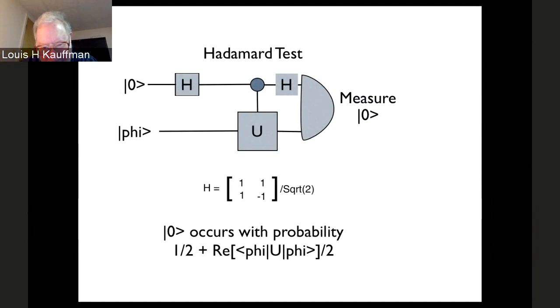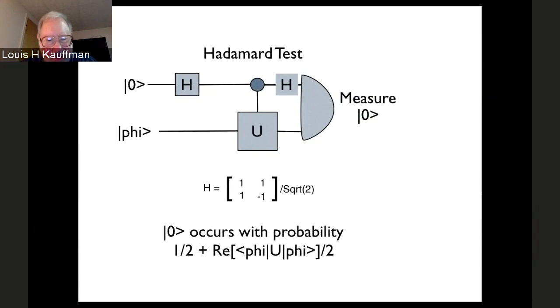And the entire quantum computer here consists of a composed unitary transformation, which is H on the top tensor line, and then U on the bottom, but it's a controlled U, and then H on the top tensor line afterwards. And then you measure in the top tensor line and see what you get, and you look at the statistics of that. That's a mouthful. I'll show you what it is specifically, but briefly. What happens is that zero will be measured after all this with probability 1/2 plus the real part of the inner product of phi and U phi over 2.